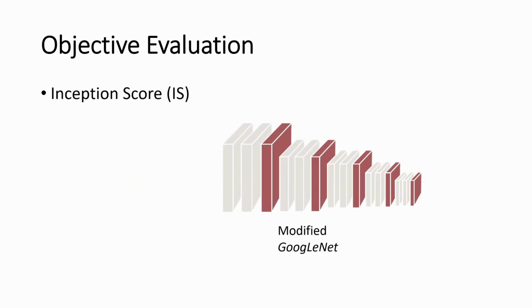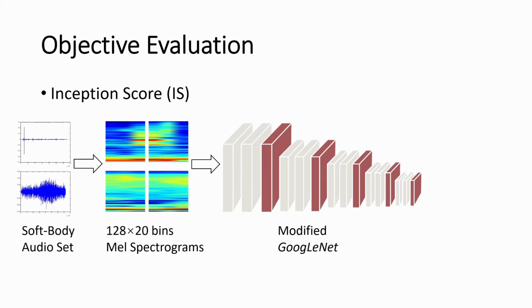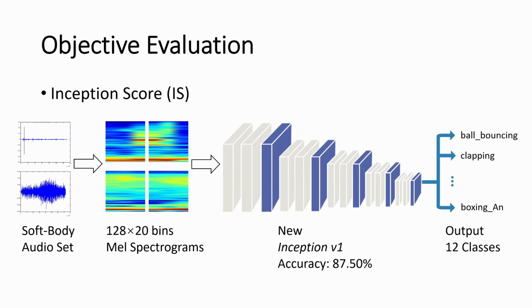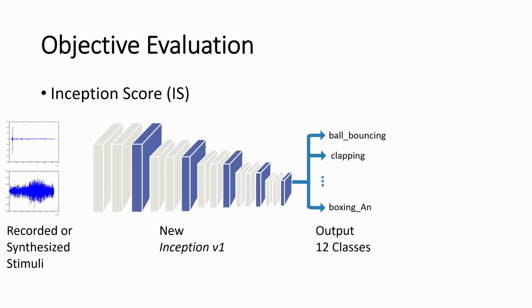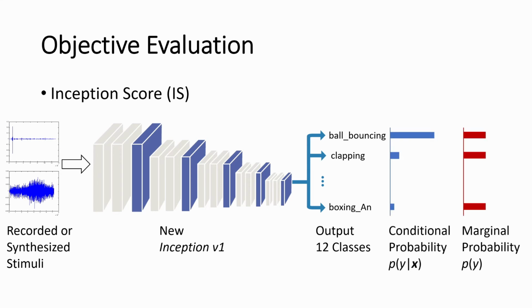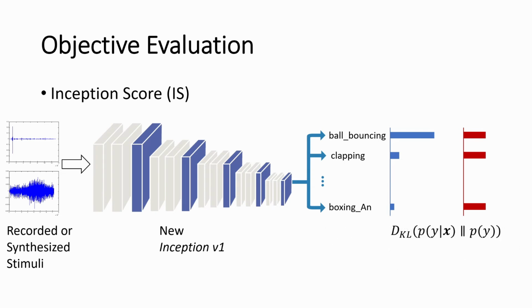To calculate the IS of our audio, we first train the modified GoogleNet on a separate salt-body dataset, where we get a new inception network that has high accuracy and can classify 12 classes of salt-body interactions. Next, given any recorded or synthesized stimuli, we apply it to the new network to determine its conditional probability. We then assume a uniform marginal probability so that we can calculate the KL divergence between the two, and the exponent of the results will be the IS of our input audio.